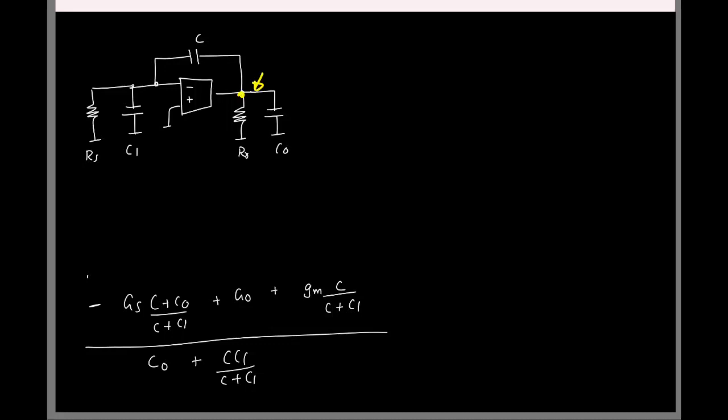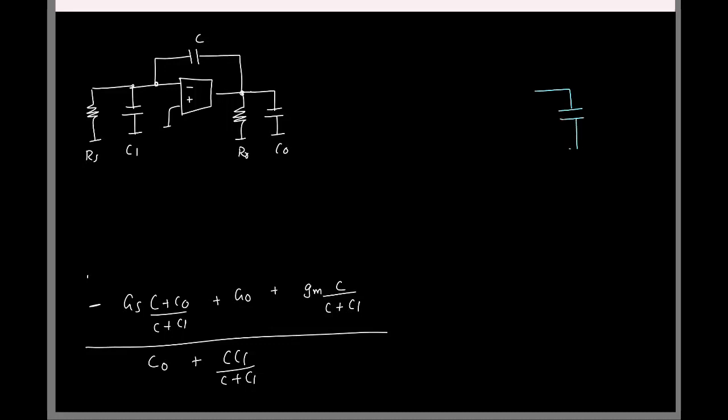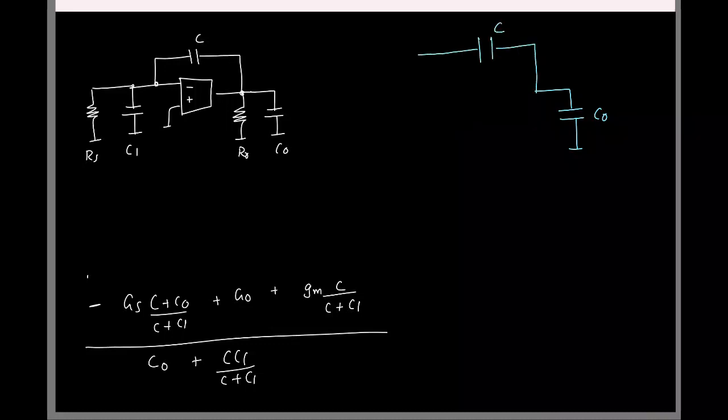At the output side, if you think about it, if I try to draw only the capacitances, I have C0, right? I have this capacitor C, and I also have C1. If I just draw the capacitances alone, this is what I have, right? And this is the output node we are interested in.